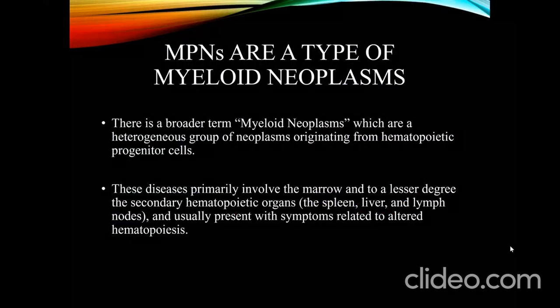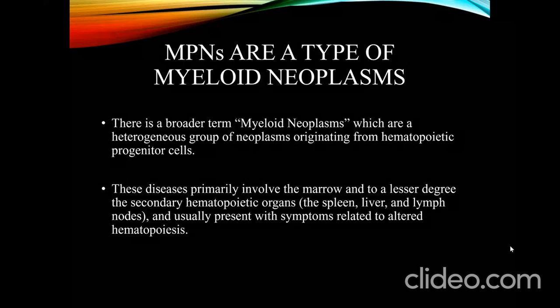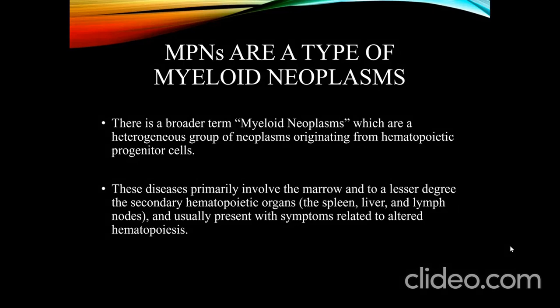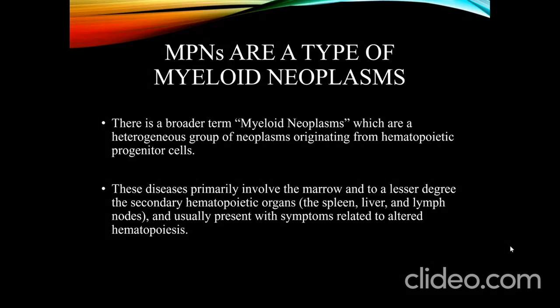So, how then do we find why the term leukemia is being used while we are discussing myeloproliferative neoplasms? To understand this, we have to understand that myeloproliferative neoplasms are a type of myeloid neoplasm. This is a broader term. The myeloid neoplasm is a heterogeneous group of neoplasms originating from hematopoietic progenitor cells. Myeloid neoplasms primarily involve the marrow and to a lesser degree the secondary hematopoietic organs, that is spleen, liver, and lymph node, and usually present with symptoms related to altered hematopoiesis.